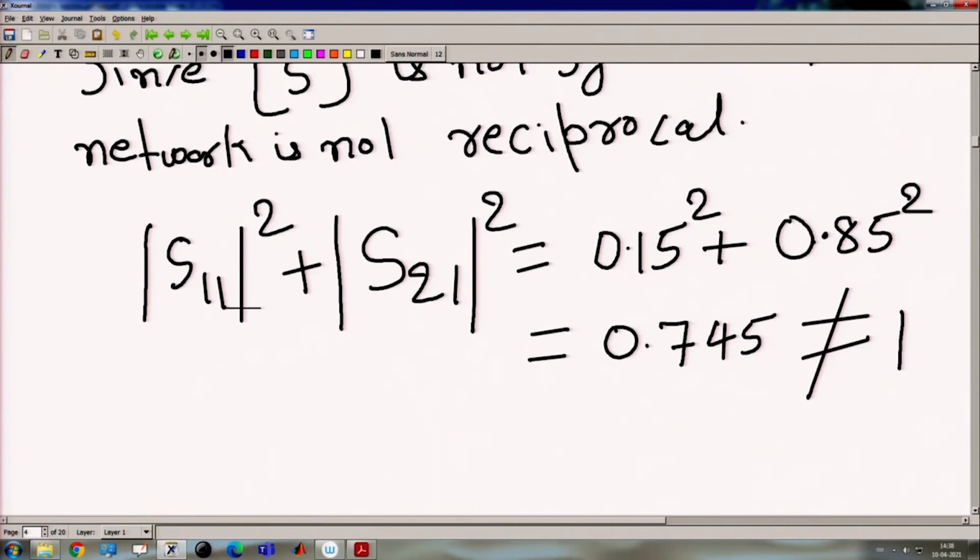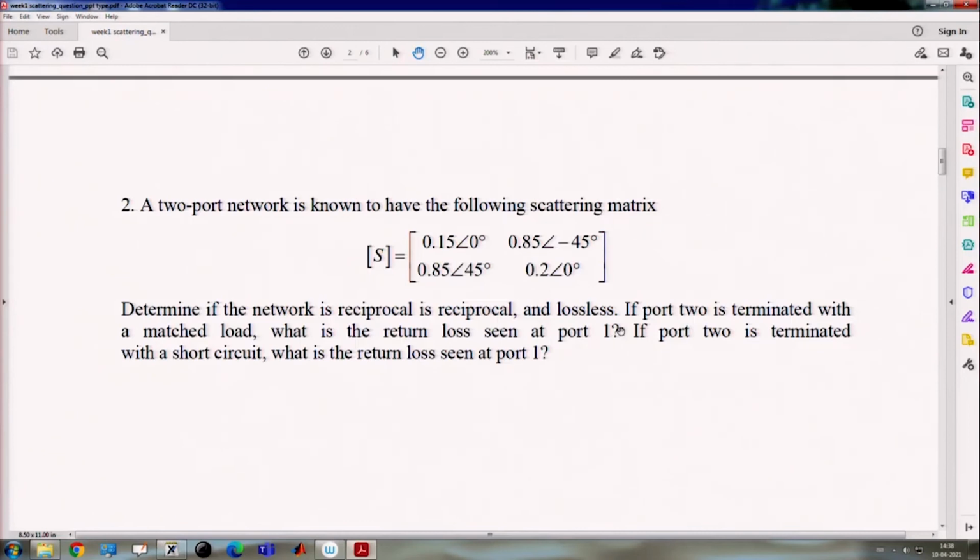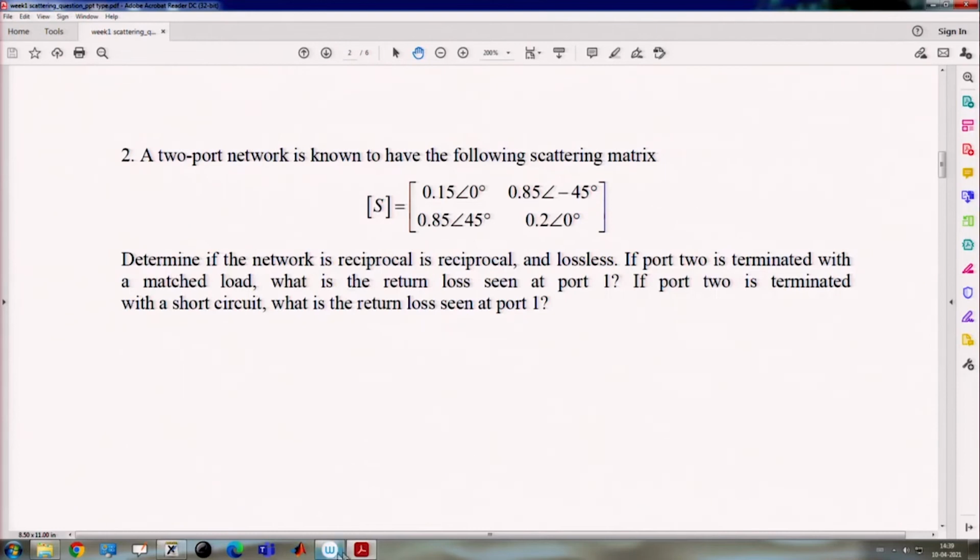So, after this the next question: it is not reciprocal because this is not symmetric. It is not lossless because it is not satisfying the unitary condition. Now, the next part is, if the two port is terminated with a match load, what is the return loss seen at port 1?